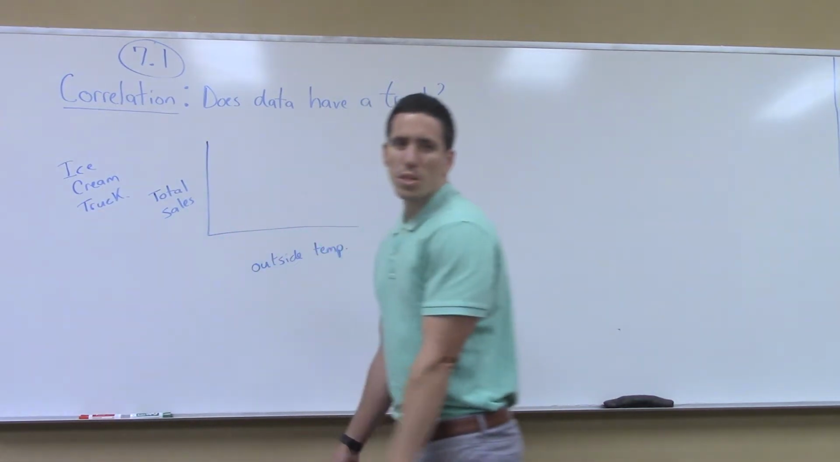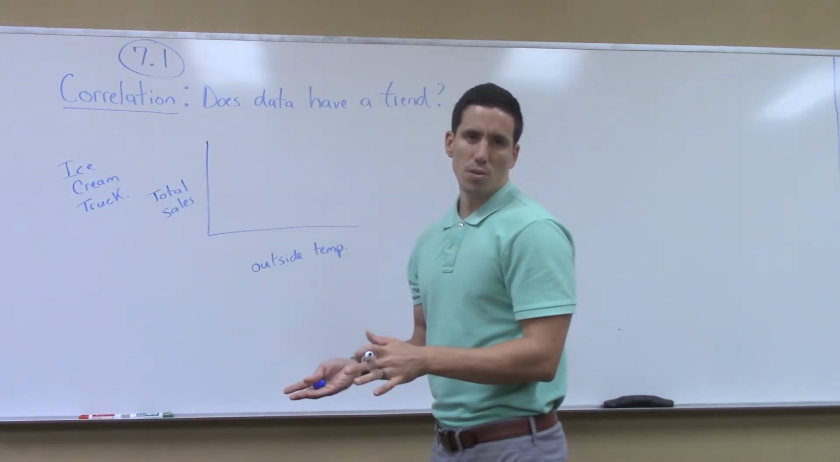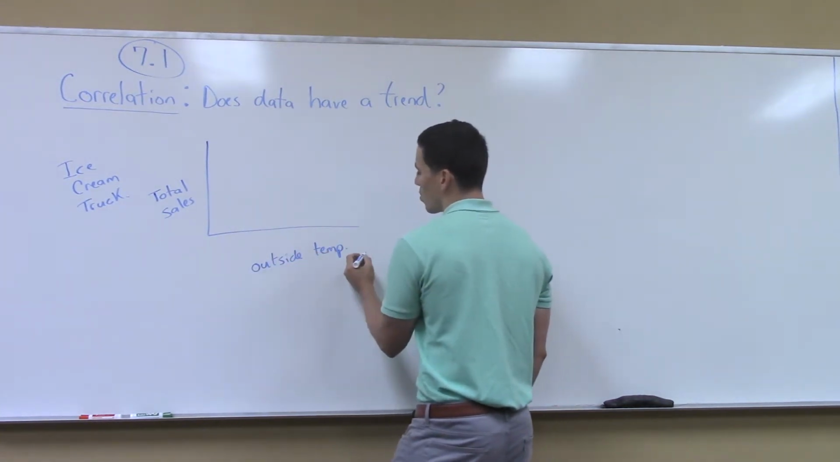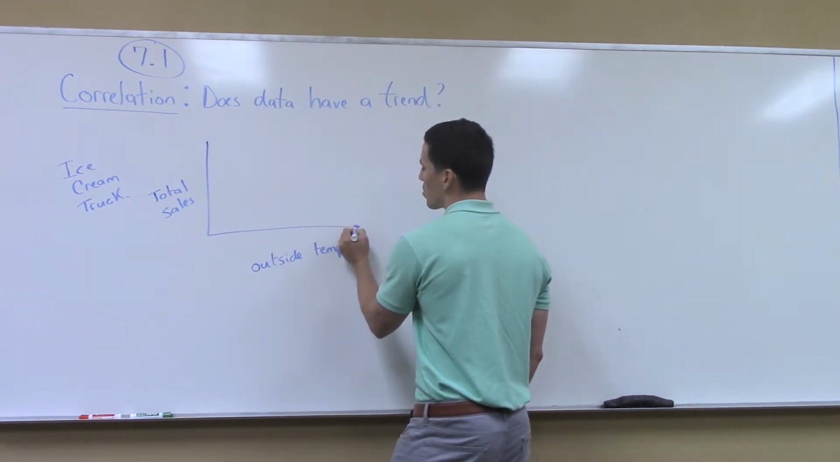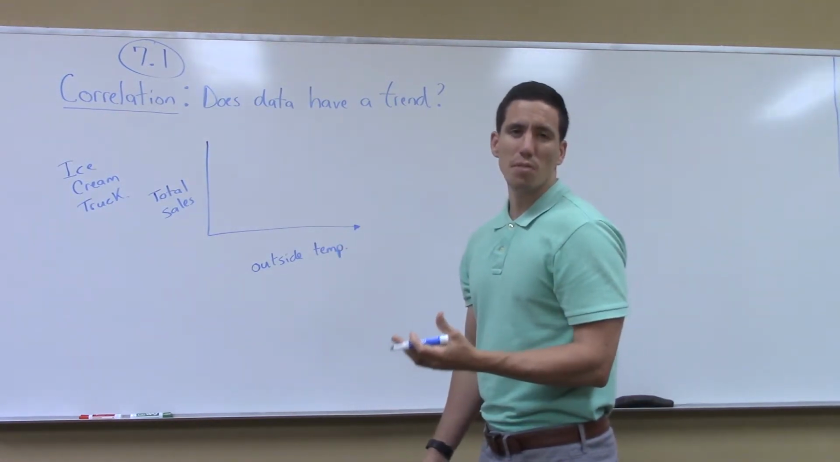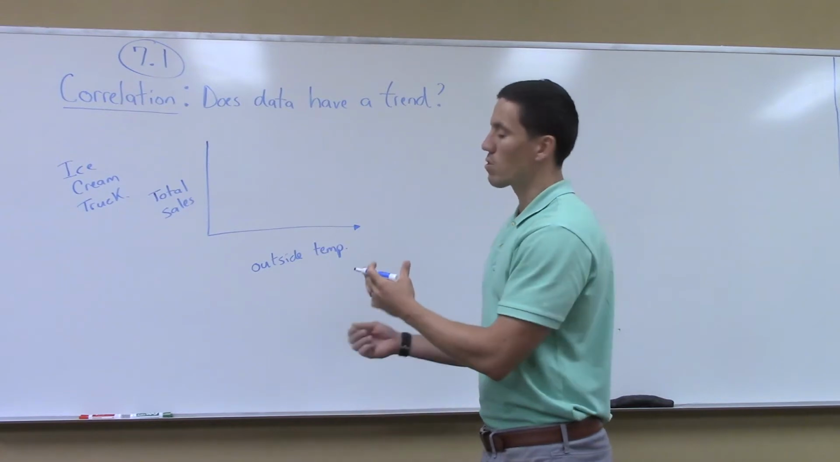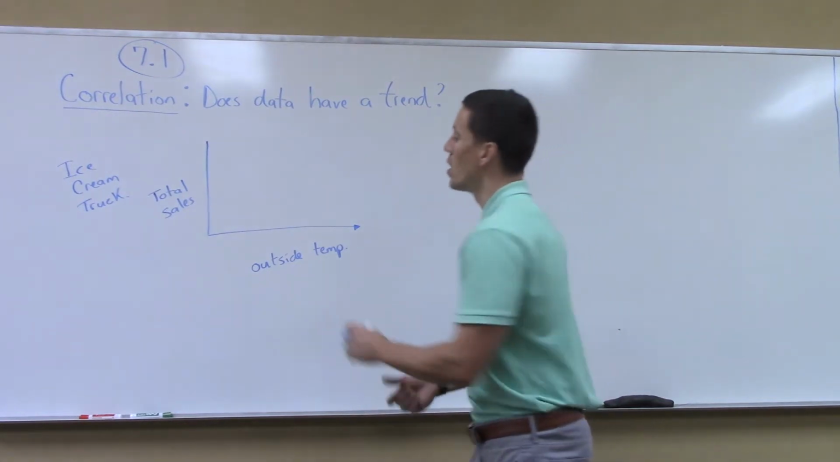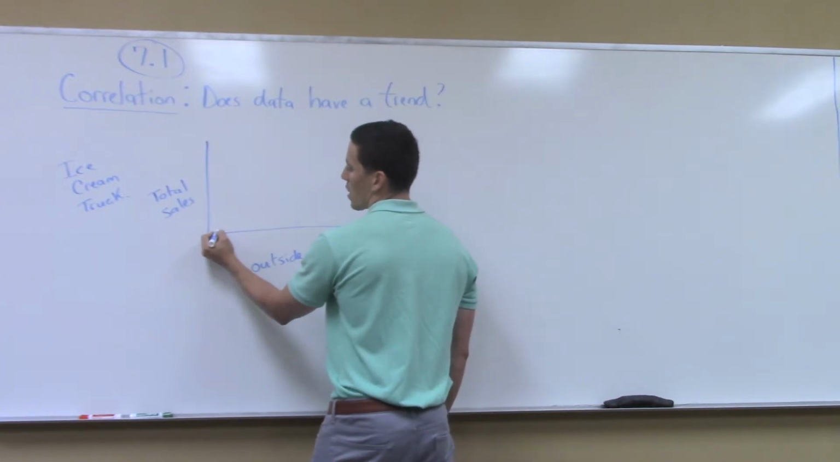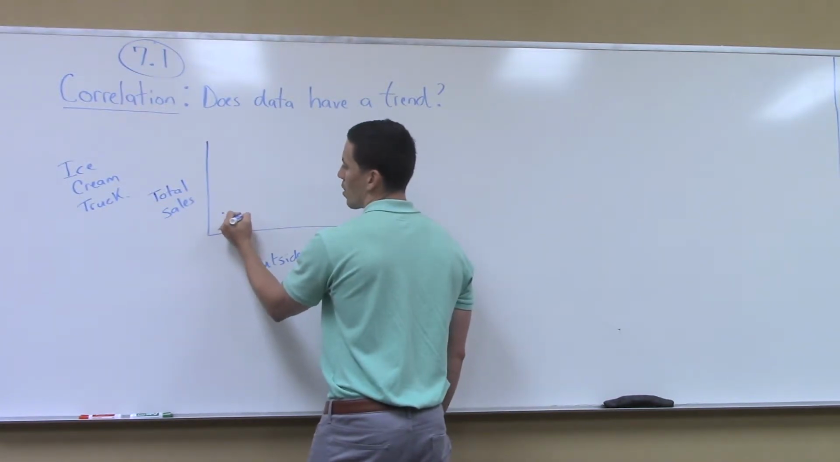Now, it would stand to reason when you're selling ice cream that within reason, as the outside temperature goes up, your total sales would go up. You're probably going to sell significantly more ice cream if you're an ice cream vendor in the summer than you would in the winter. So when the outside temperature is low down here, your total sales would also be low.